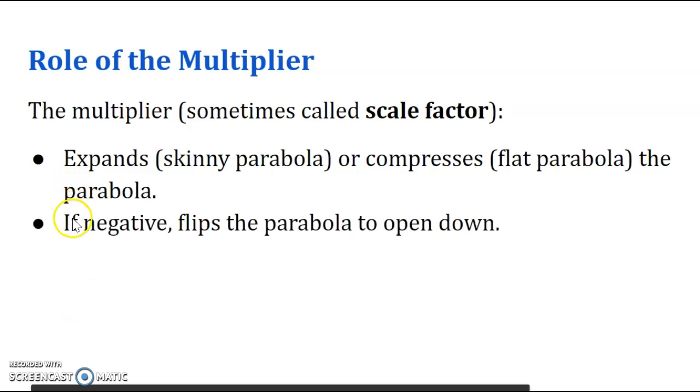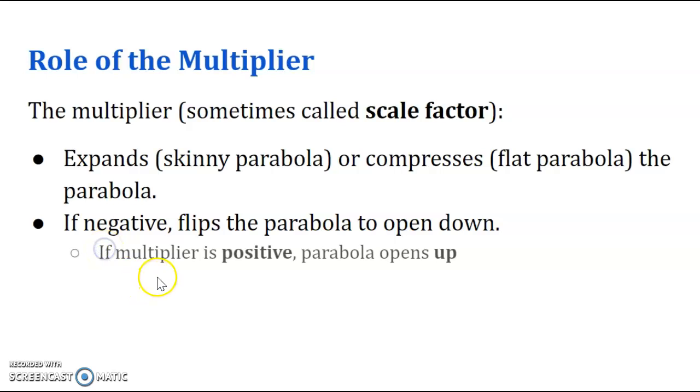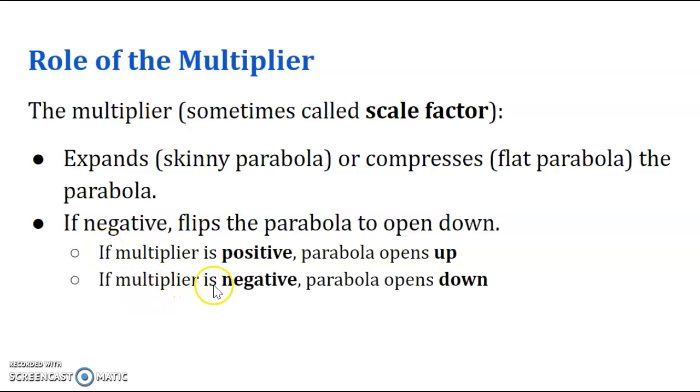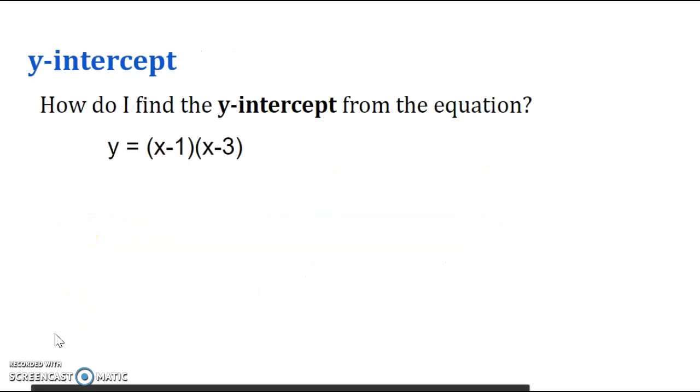Okay, if the multiplier is negative, then the parabola opens downwards, and if the multiplier is positive, the parabola will open upwards. So it basically flips the parabola from opening up to opening down if you have a negative number in front. Okay, all right, then what about the y-intercept?